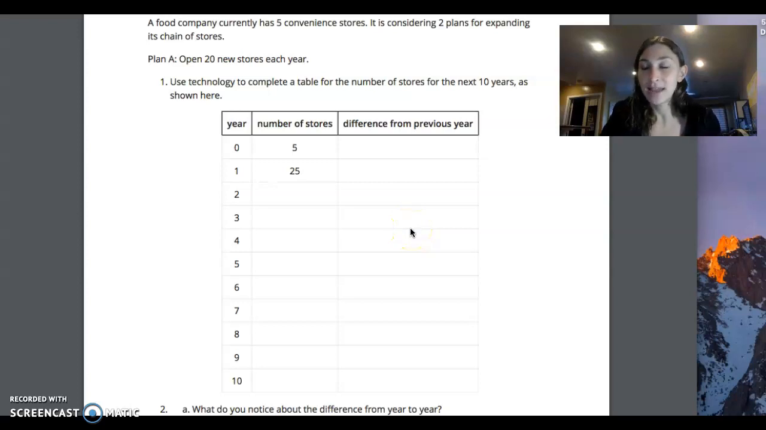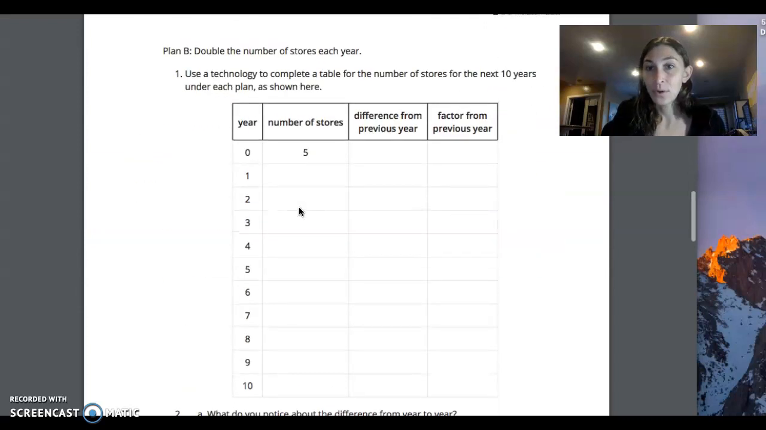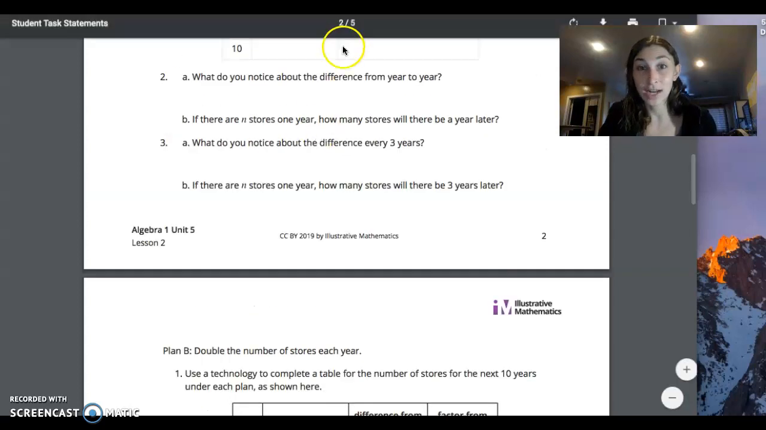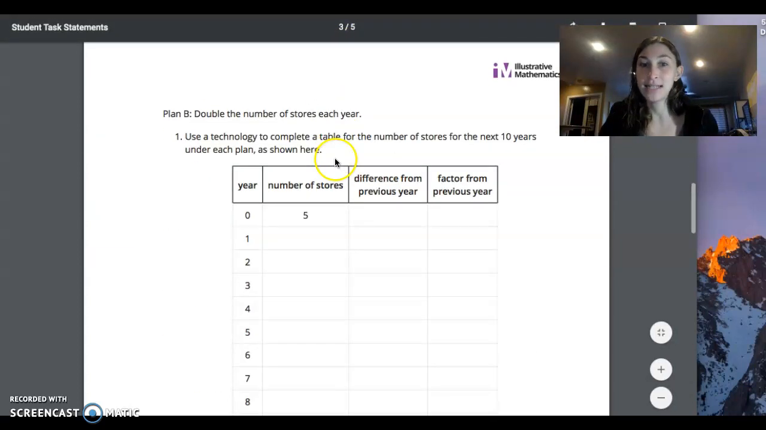But ultimately, they are going to see that this table here goes at a constant rate, where this one actually multiplies by 2, so a common factor. So they're learning this goes at a constant rate, and this one table goes at a constant factor.